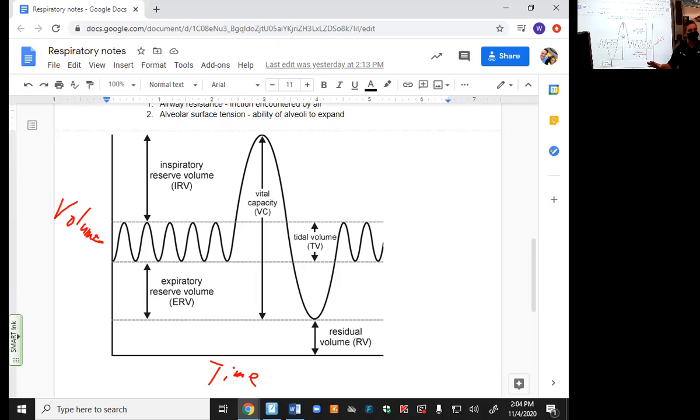And then the interesting thing here is that the line doesn't go down all the way to the bottom. You never take your lung volumes to zero, because what do we call that? Deflate. Well, there's another term. Collapse. A collapsed lung. And a collapsed lung is a problem because it's hard to uncollapse it.